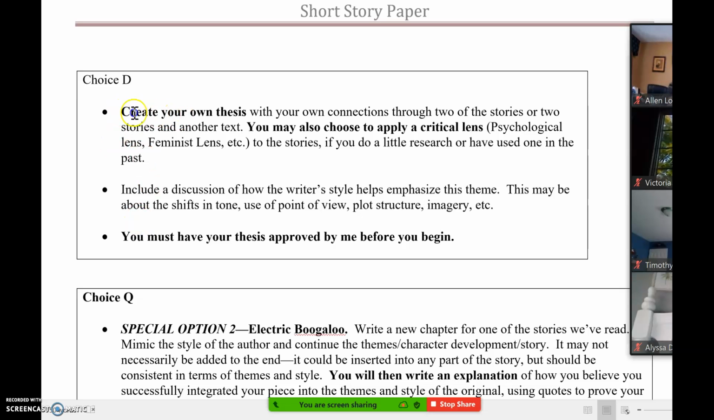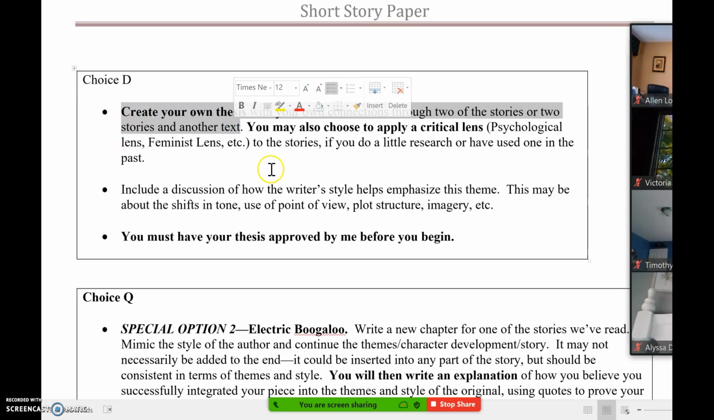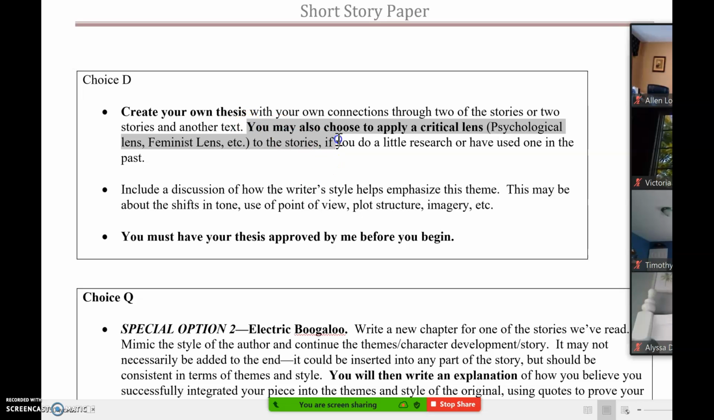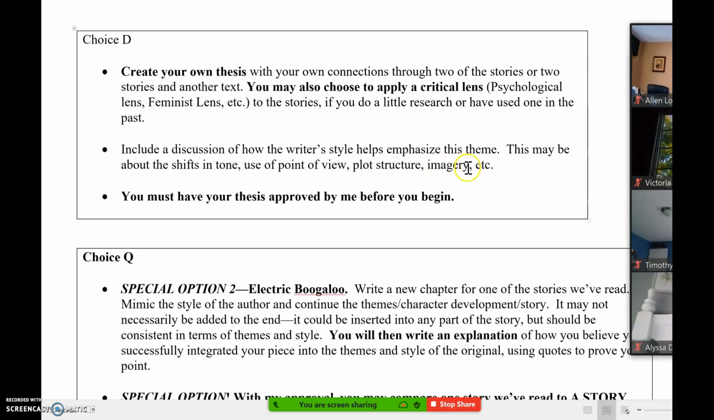Okay, choice D is to create your own thesis. You may have a sense of connection between the stories that I have not made here. You could do that. I just want to approve it. You can also choose to apply a critical lens. You would need a little bit more research, and if you choose this one, I can guide you to it. So in other words, you would just take a psychological lens or an allegorical lens or a gender lens and apply it to two stories. Boom, done. All right, but again, I would give you more guidance on that if you choose that one.